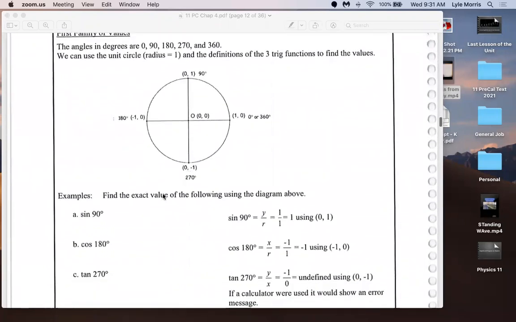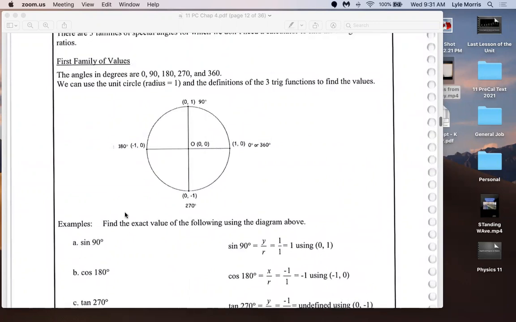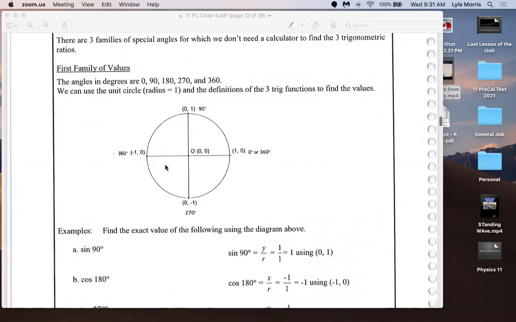So here's the example. It says find the exact values of the following using the diagram above. So sine of 90. Sine, remember, is the y value. At 90 degrees, the y value is 1. X is 0, y is 1. The way they break it down here, sine is y over r is 1 because it's a unit circle, y is 1. 1 over 1 equals 1.